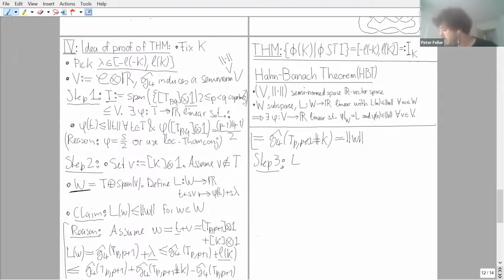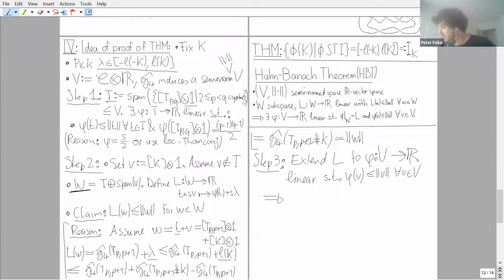Step 3. Apply Hahn-Banach. Extend L to a phi on the entire vector space, linear, such that you still have domination. Let's call this phi, it is less than the norm for all elements in here. And now you can define your slice-torus invariant as follows.